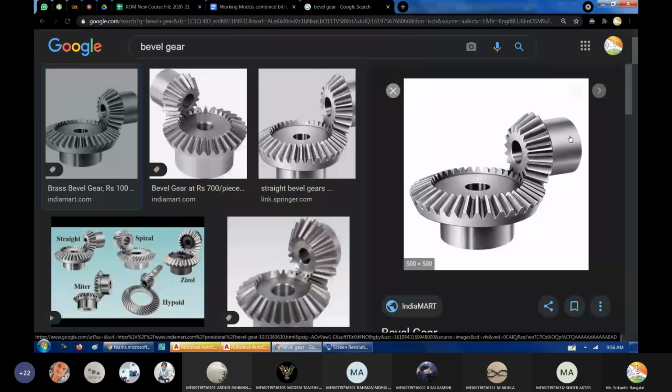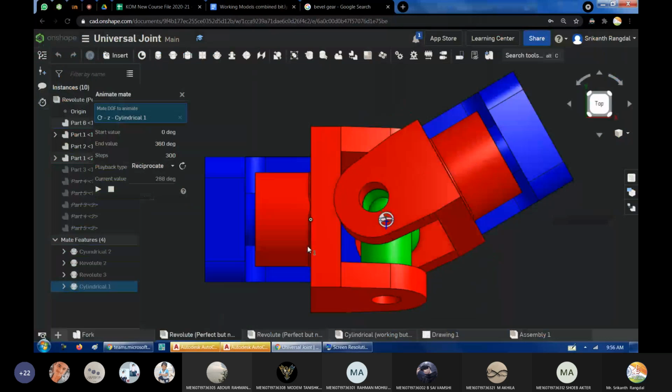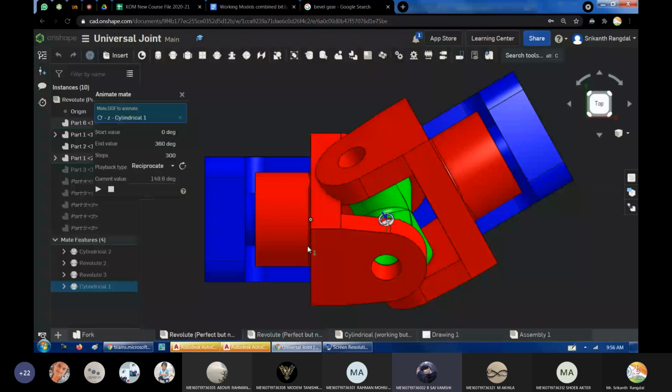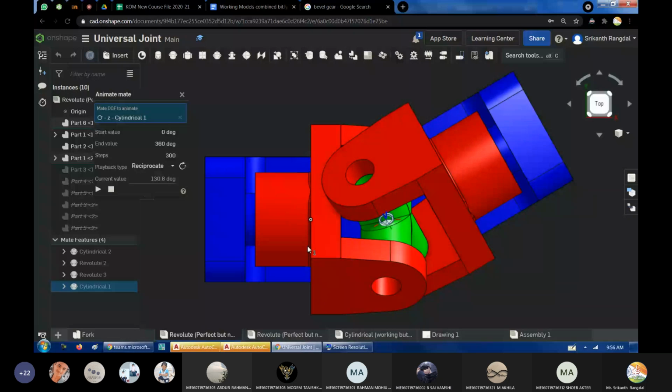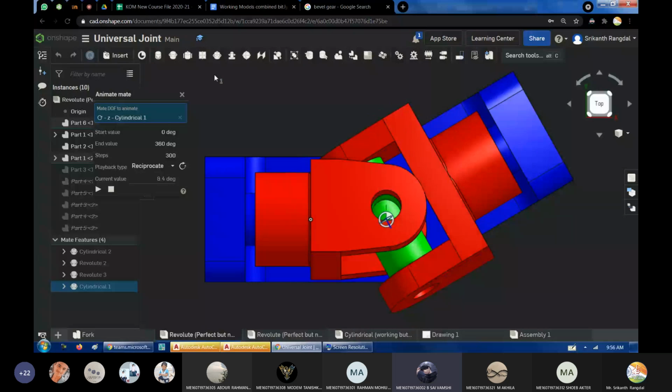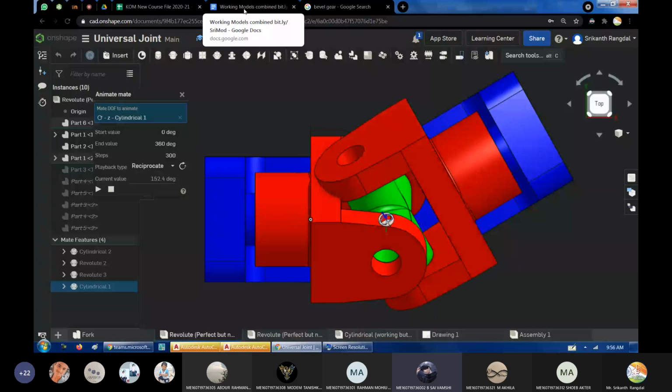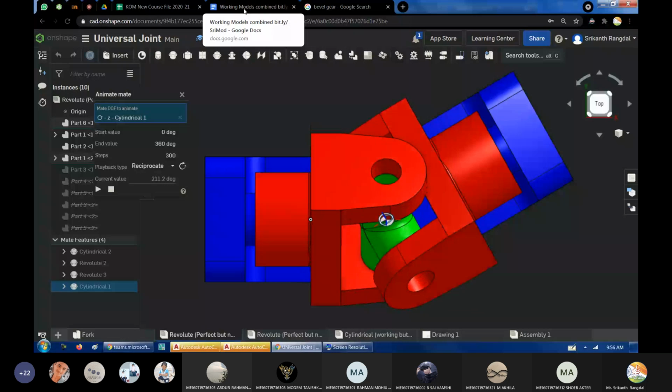Okay. And which one is better? Is the gear better, or is this mechanism that we are watching here, Hooke's joint, better? Gears. Gears are better. Why? Hooke's joint is complicated, sir, compared to gears. Come on, Hooke's joint is more simple.